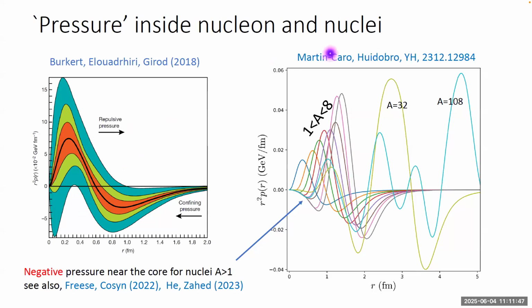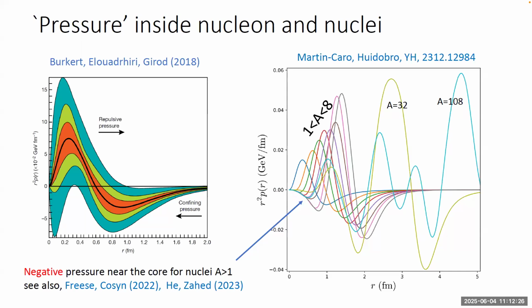And here we also repeated the same exercise for the nucleus. This was for the proton, but you can also do a similar analysis for the nucleus using some model calculation. So this is the proton that you see on the left. This curve is a deuteron, this is a triton, this is a helium-4, and so on. And you see this pressure distribution near the core is negative, which is different from this picture. So starting from deuteron already, all the nuclei we studied have negative pressure near the core. I don't know how to interpret this in terms of stability.